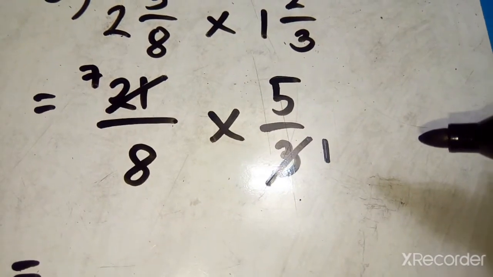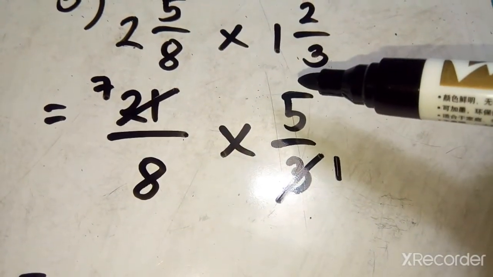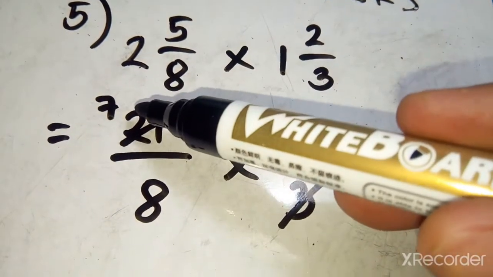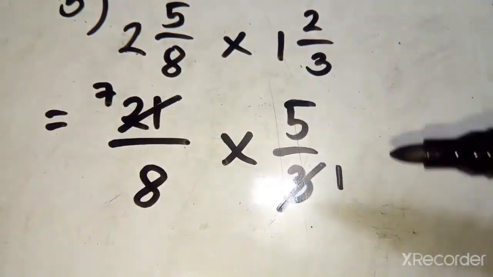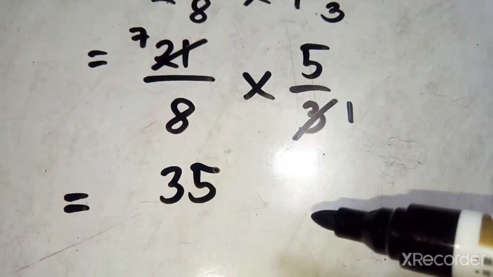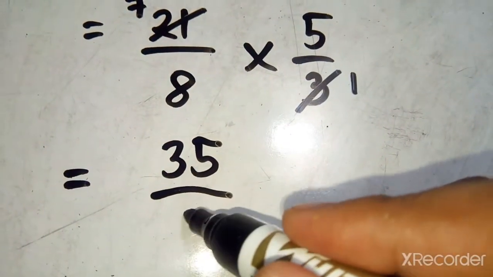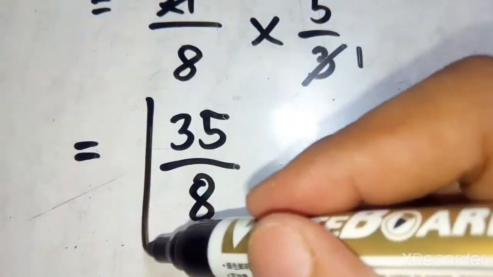Okay, so then apply multiplication of fractions, by taking the product of the numerators and the denominators, so 7 times 5, that's 35 over the product of 8 and 1, so that's 8. Okay, so this will be our final answer.